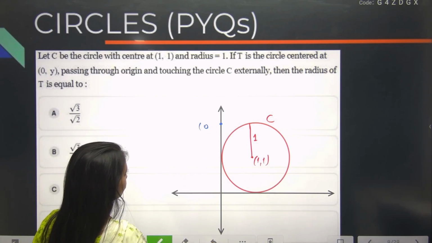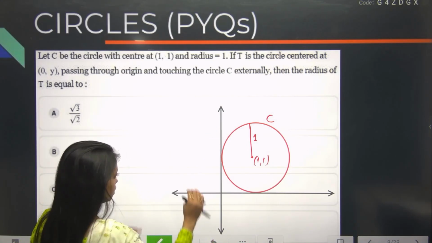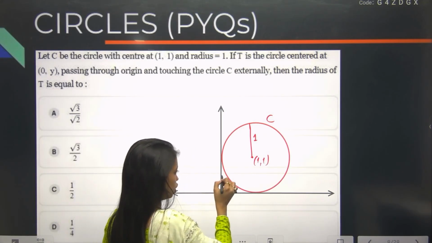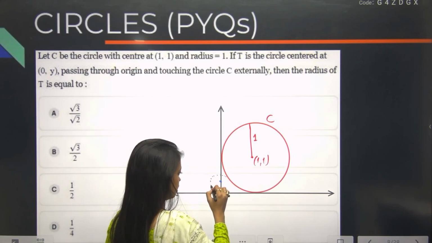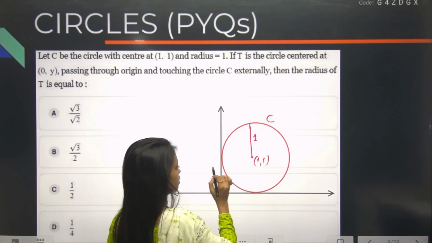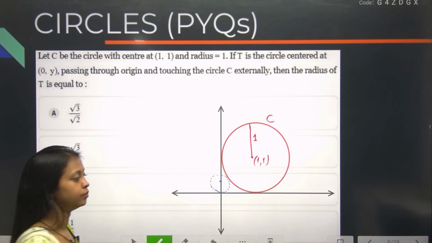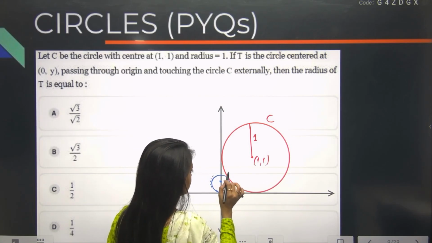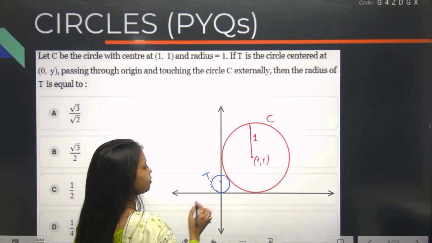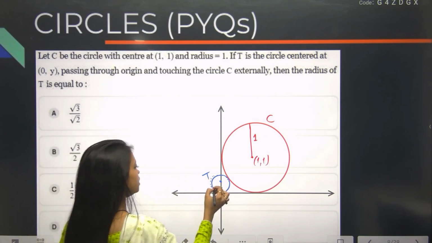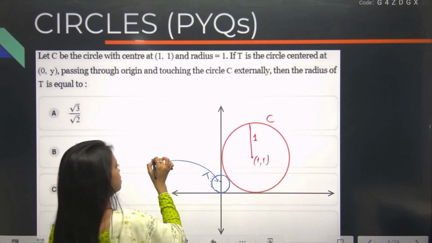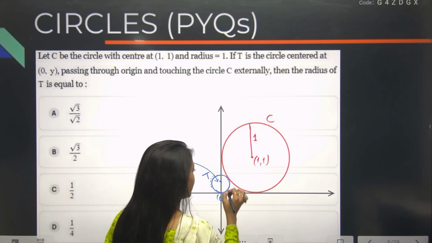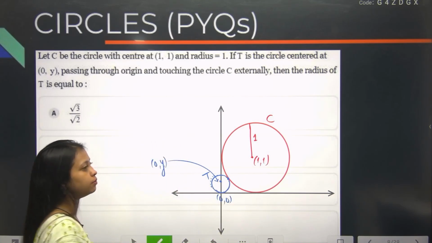This 0 comma y has to be over here. See, it has to be somewhat over here so that I can draw the circle like this. It has to be here if it passes through the origin as well and touches this red circle. So this is P, having the center 0 comma y and touching the origin, externally touching the circle C.